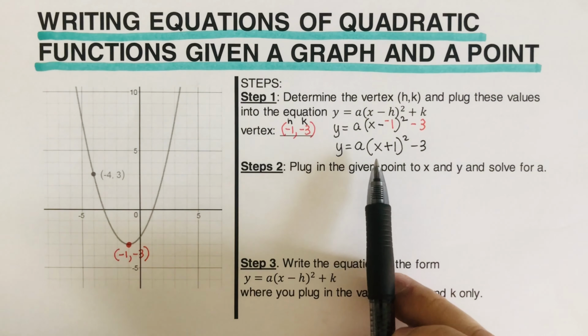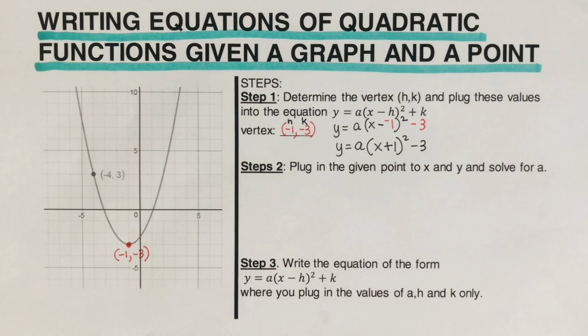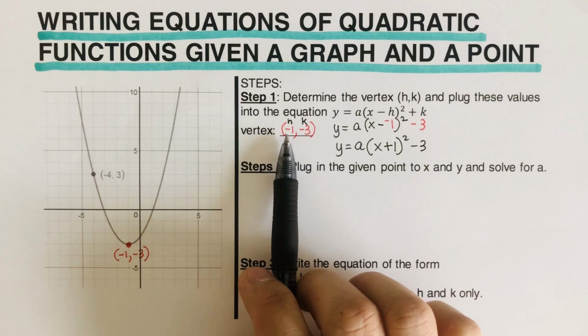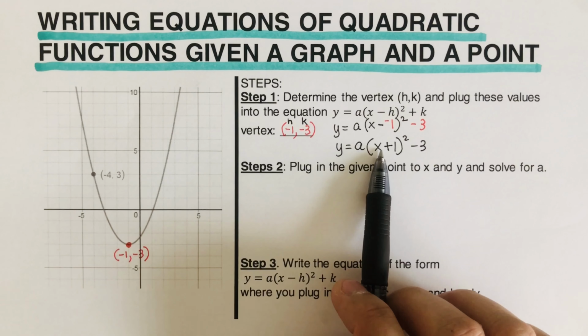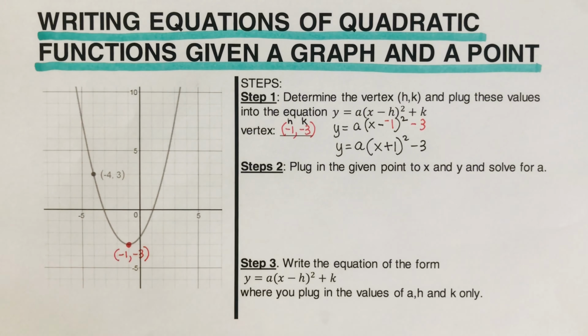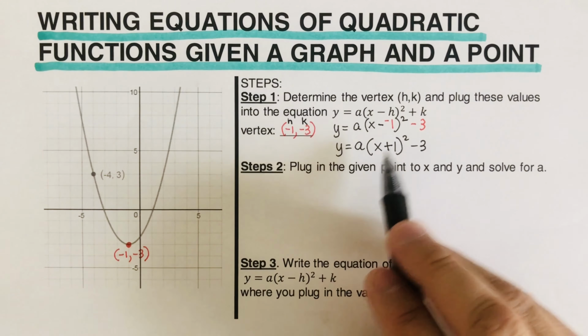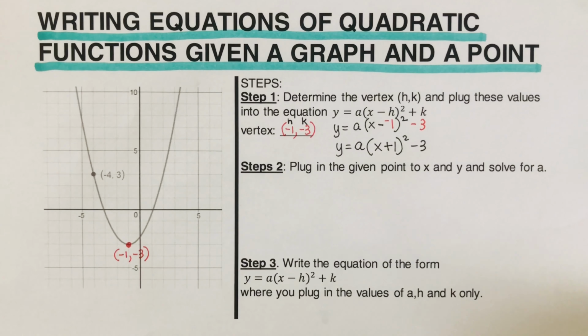So that's the first step. I will give you a trick. The fastest way is just to switch the sign of the h and just put it there. Since this is a -1, I'm just going to go ahead and say x plus 1. That's the fastest way, but I'm just showing you the correct step, or the complete step for it.